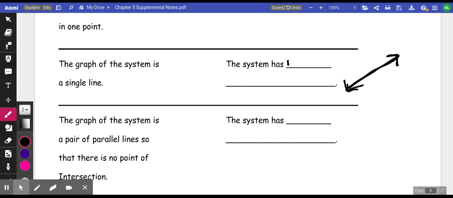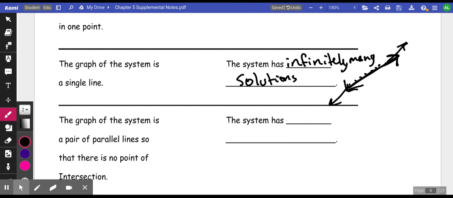Okay, this type has infinitely. Why did I try and spell infinitely with an N? That's why I'm a math teacher. Okay, infinitely many solutions. Okay, there's as many solutions as there are points on a line, and that's infinite because this line goes on and on forever in either direction.